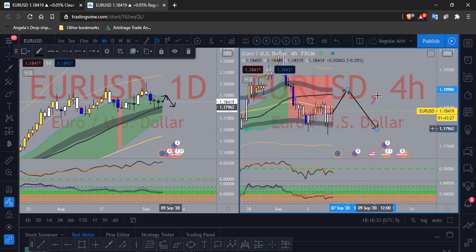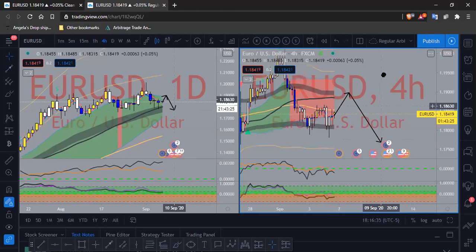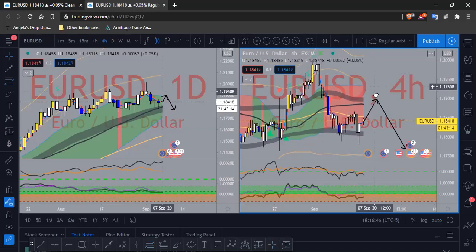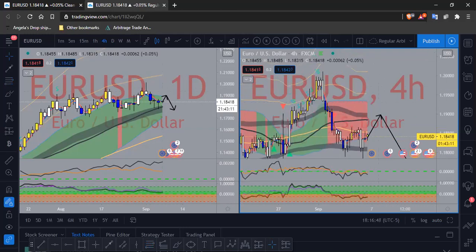Let me put a Fibonacci on this. I'm pretty sure this might be the 61.8 right here, and it looks like it's at 1.1900. I like that as a bank level, if you will.